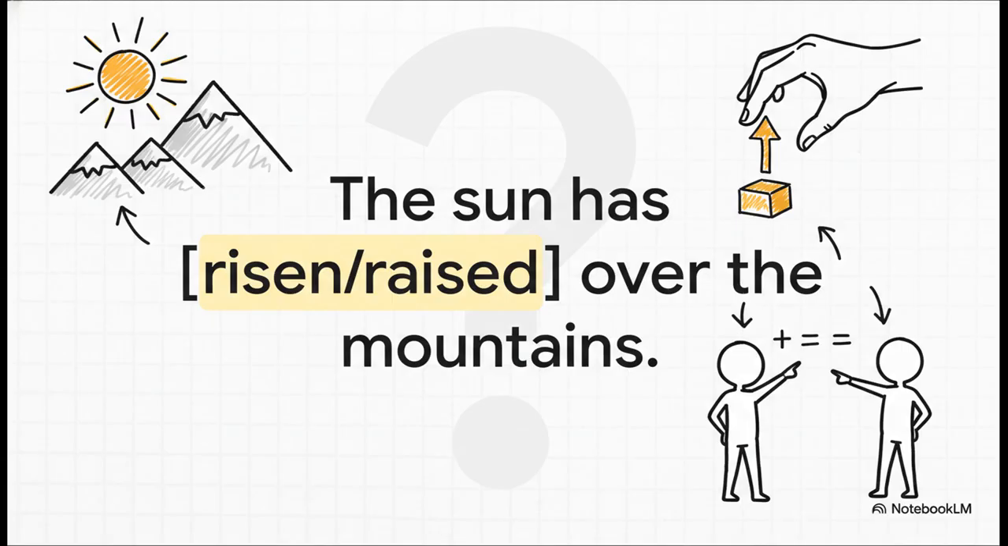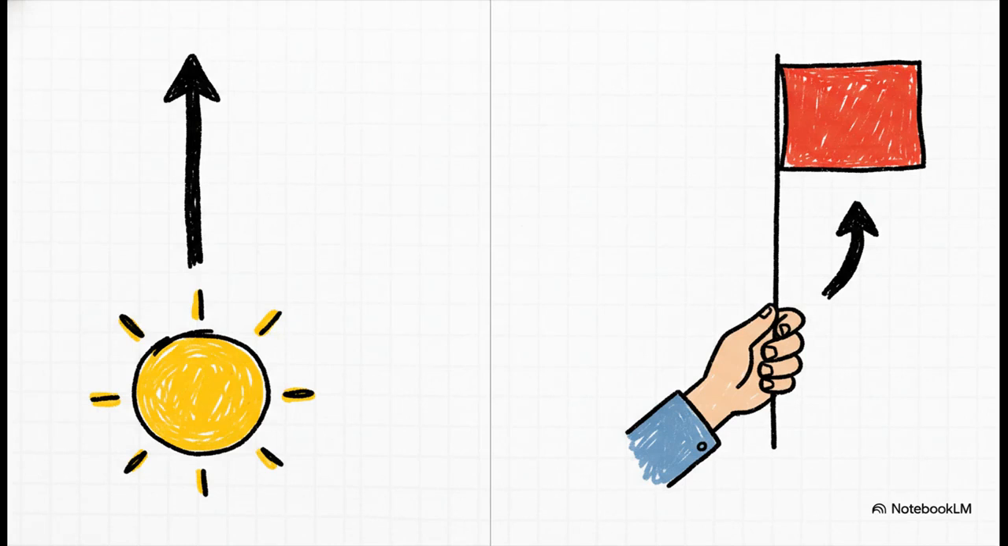Okay, first one. The sun, has it risen or has it raised? Think back to those transitive and intransitive verbs. Is the sun doing something to an object or is it just doing its own thing? And the answer is risen. So why is that? Well, because to rise is something the sun does all by itself. It's intransitive. To raise, on the other hand, needs an object. You'd raise your hand or raise a flag.